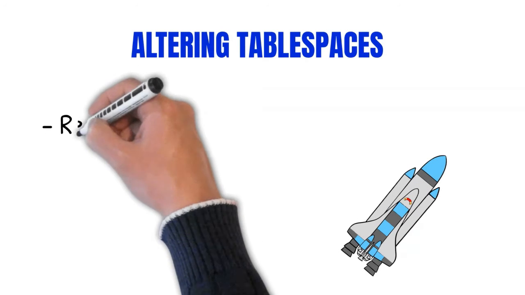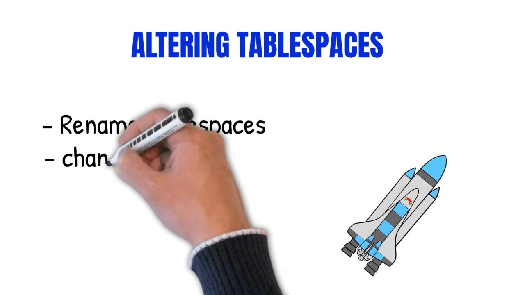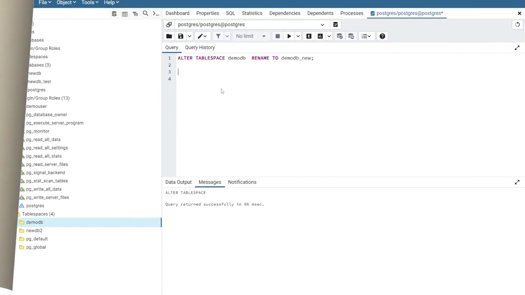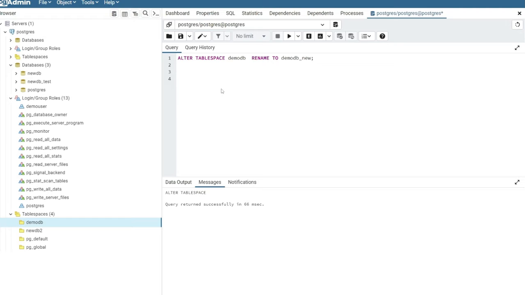In this lecture, you'll learn how to use the PostgreSQL ALTER TABLESPACE statement to rename, change the owner, or set the parameters of a tablespace. Let's say when you are creating your tablespace name, you made an error and you wanted to correct it, or you renamed your database and you want to rename your tablespace to reflect the same as your database name. Now, you don't have to panic.